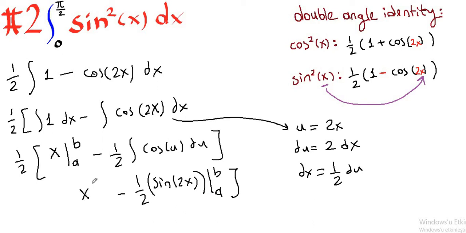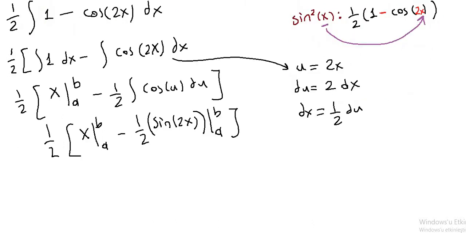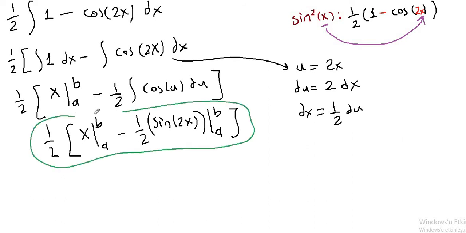So the only difference between this integral and the integral in problem number 1 is the sign in between, which is a plus or negative sign. So we derived the general antiderivative for sine squared of x. Now we can use any limits. In our problem, our limit was from 0 to pi over 2.